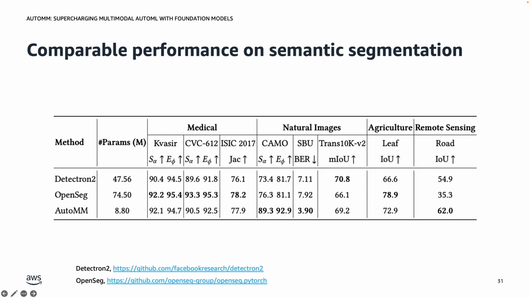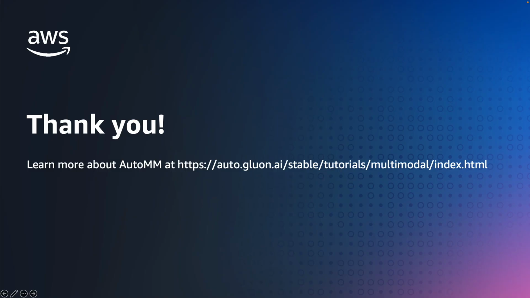Finally, let's see the performance on semantic segmentation. We collected 8 datasets from 4 domains, and we compare with detectron and OpenSeg, which are 2 open source segmentation toolboxes. Although AutoMM is a general AutoML toolbox, it gets comparable performance with these domain-specific segmentation toolboxes.